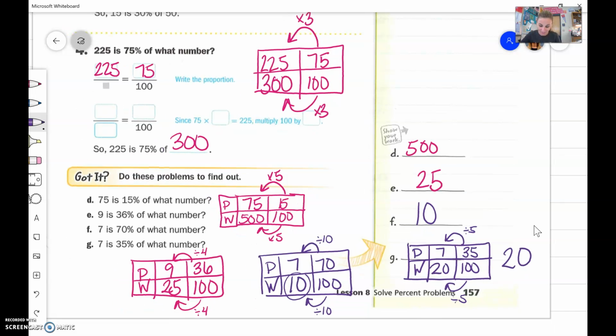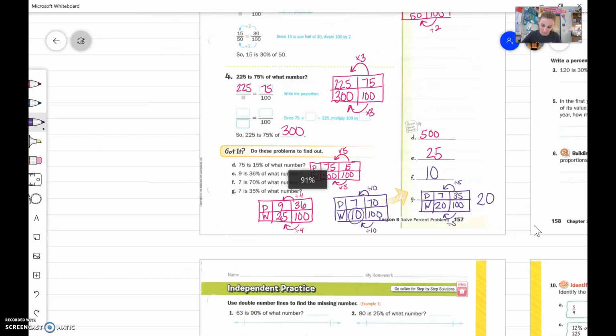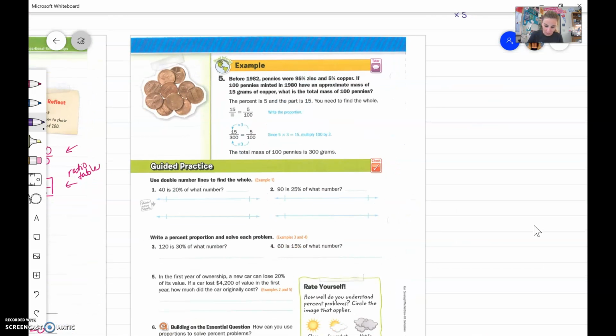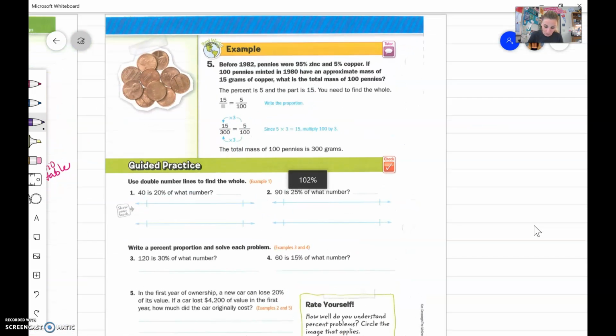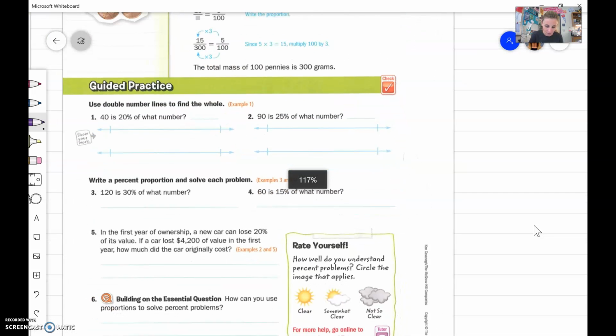Okay, let's jump over and do some practice problems. Let's see if I can, there we go. It's always a little different. So we're going to jump over to these guided practice problems right here, and we're not going to do the number line. We're going to do a ratio table, so you can just write on over it, just like I did. And I might just put a couple just in case.